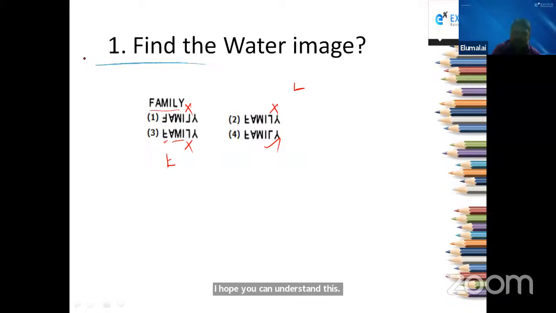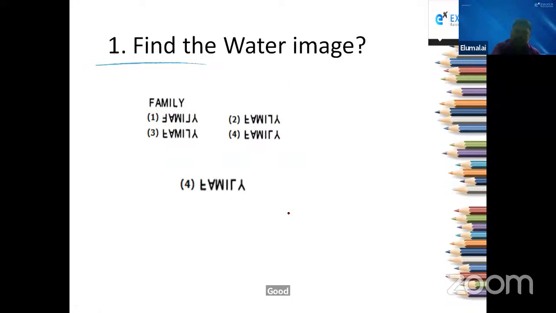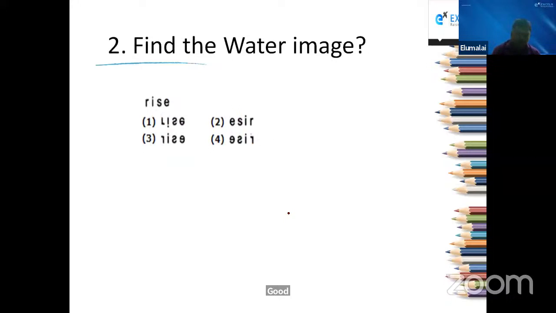Good. Now answer this question. Very good. Except 1, the remaining have answered it correctly.